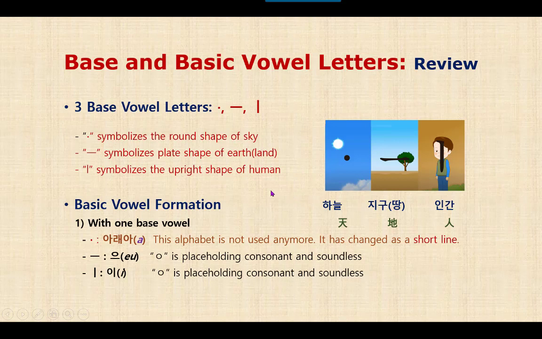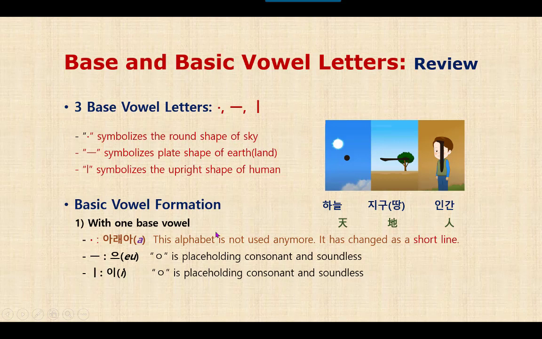The other basic vowels are combinations of these three base vowels. Right? This is a. This is eu. E. Ya, o, yo, u, yu, i. Do you remember? The final two vowels are eu and i. Korean vowels have sounds. So this is the sound. Its sound is eu. Its sound is i.